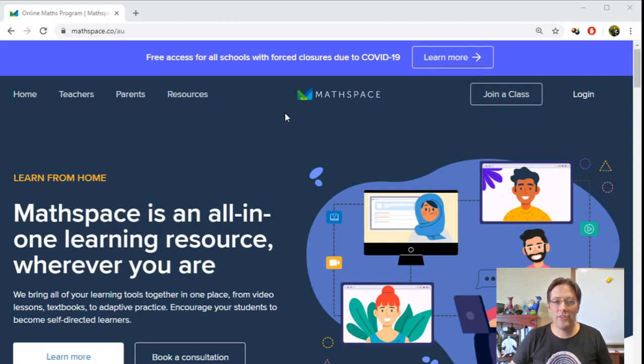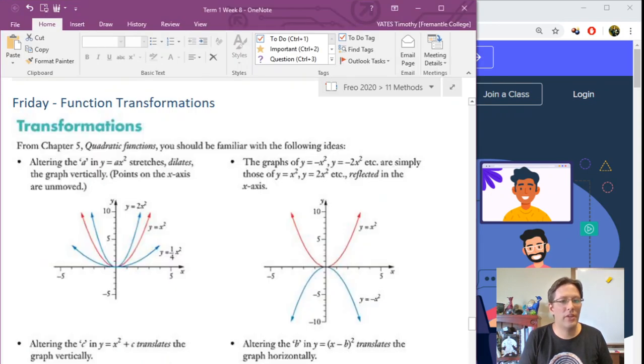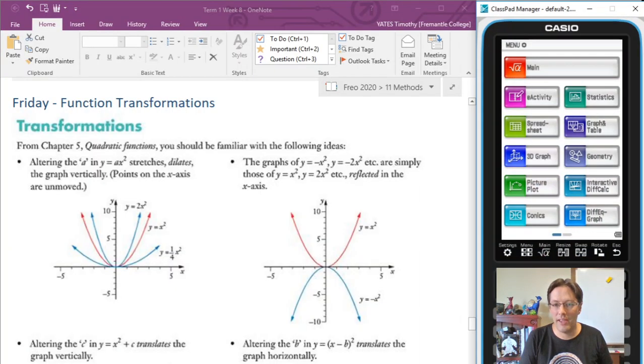If you go on to Connect, you'll see the access key to join up to the class. I'm going to be semi-regularly assigning content through MathSpace that I think will benefit you for doing some of your own revision in your own time at home, especially at the moment when we're doing a lot of working from home. Okay, so just going to get going with today's lesson.